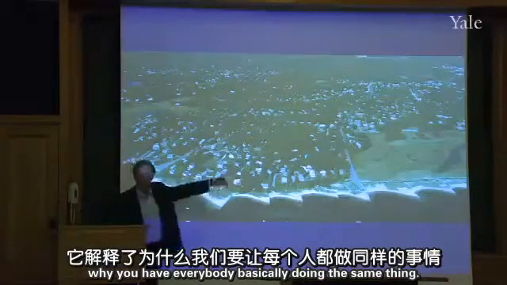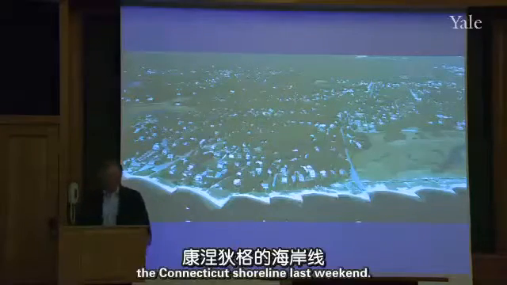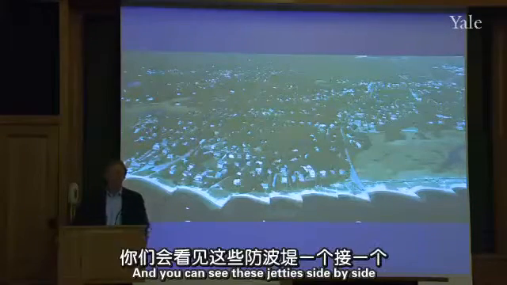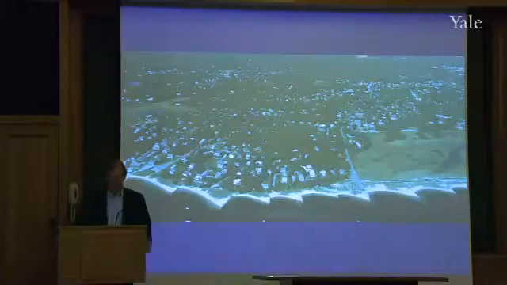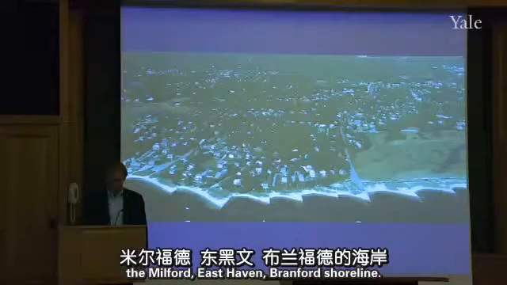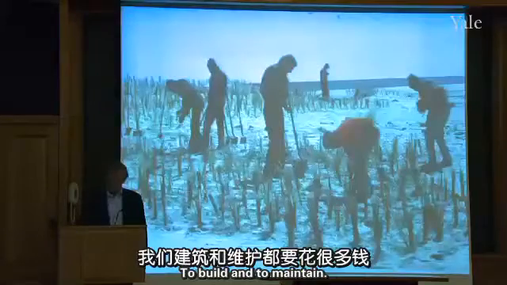So this accretion and deficit effect of building a jetty explains why you have everybody basically doing the same thing. And I was flying over the Connecticut shoreline last weekend, and you can see these jetties side by side all along the New Haven, Milford, East Haven, Branford shoreline. Very interesting phenomenon, but very expensive to build and to maintain.